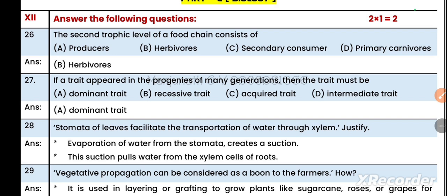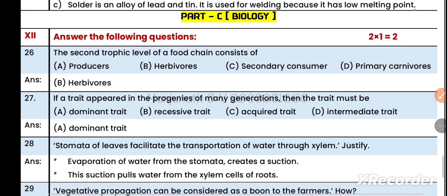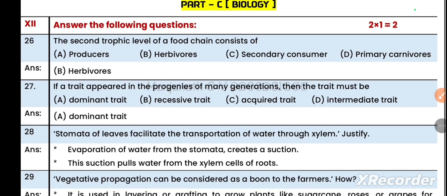2024-25 model question papers number 1, 2, 3 we already discussed. This is the fourth model question paper. In the fourth model question paper also, Part A and Part B, that's physics and chemistry, we already discussed. This is the last part, that's biology. So let's start. Question number 12, answer the following questions.